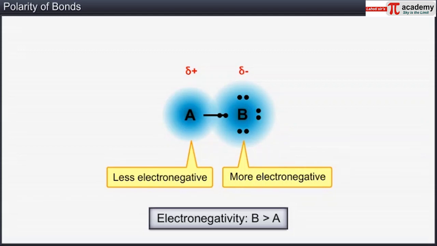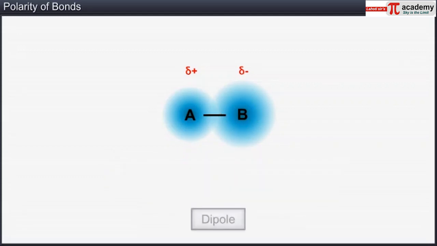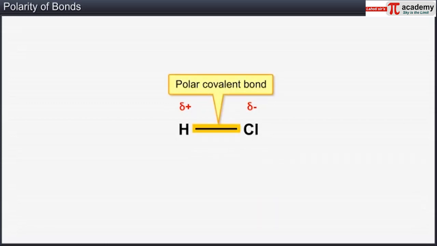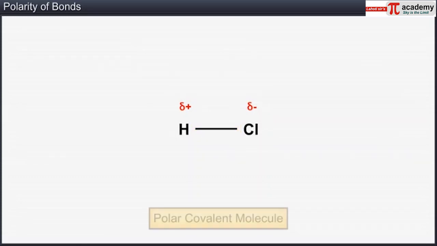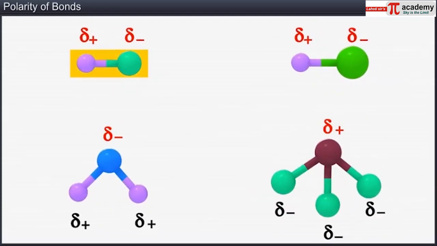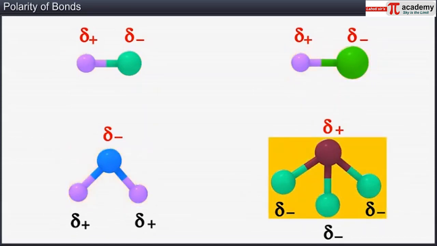We say that the molecule has developed polarity. The covalent molecule with the 2 oppositely charged poles is called a dipole. For example, the dipole in hydrogen chloride is represented as shown here. Hence, the bond is called a polar covalent bond, and the molecule is called a polar covalent molecule. Examples of polar covalent molecules are hydrogen fluoride, hydrogen chloride, water, and nitrogen trifluoride.